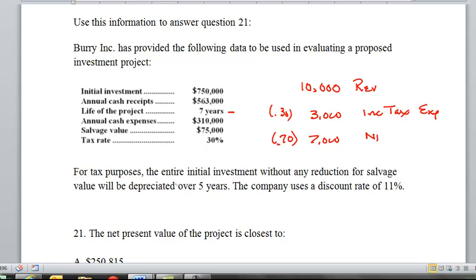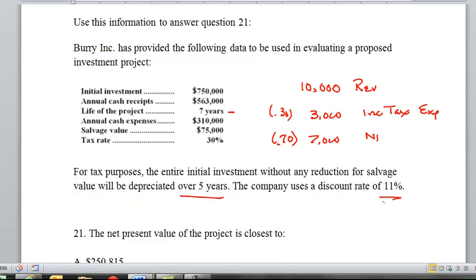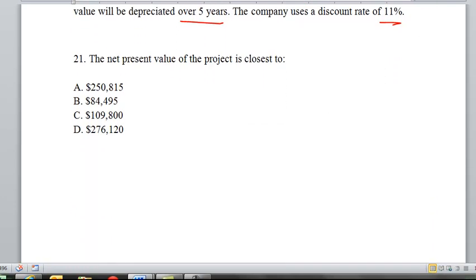For tax purposes, the entire initial investment without any reduction for salvage value will be depreciated over 5 years. So that's our depreciation rate. And the company uses a discount rate of 11%. The net present value of the project is closest to... So we're just going to do this together.